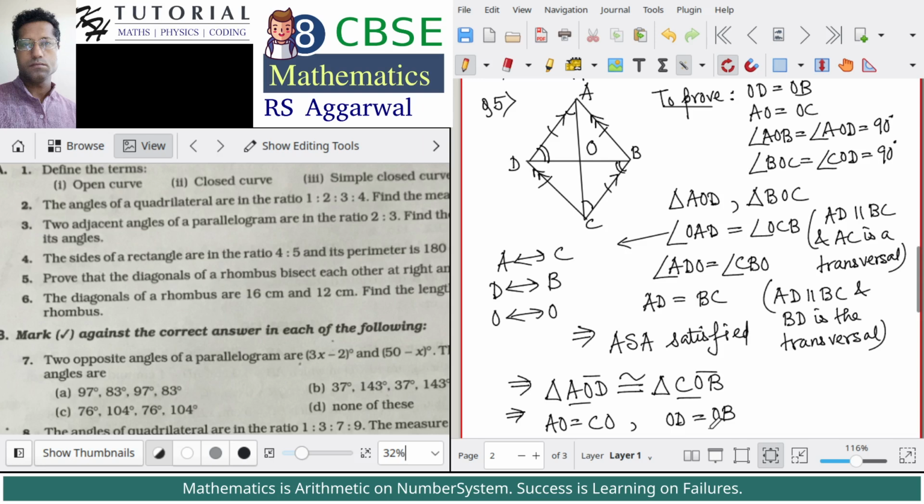Now we have to prove that they bisect at right angles. From this congruence relation, we will also have angle AOD equal to angle COB. That is anyway true, because these two are vertically opposite angles. How can we prove that they intersect at right angles?